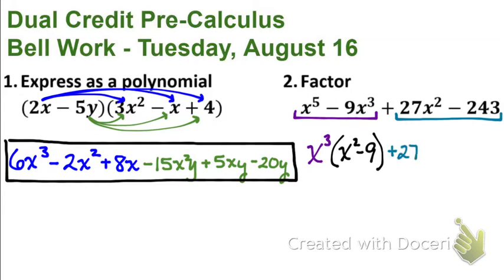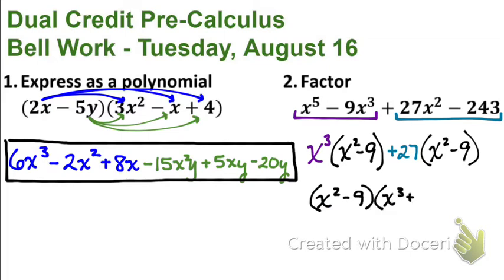What can I take out of the second group? Positive 27, and that leaves me with x squared minus 9, which is a good thing because that means I know x squared minus 9 is a factor here. And then x cubed plus 27. Is that my final answer?